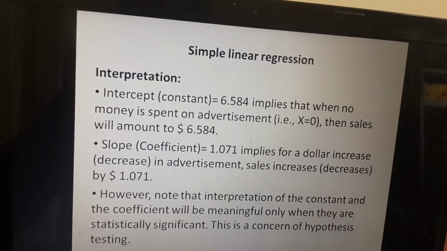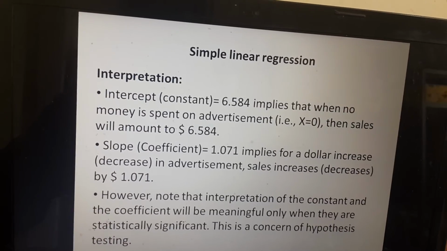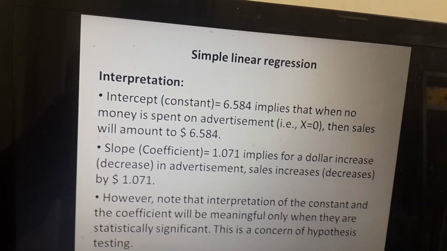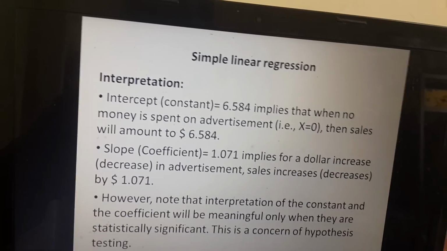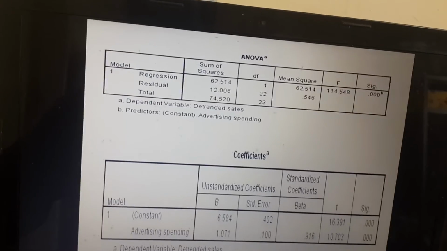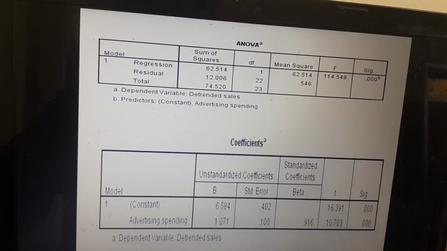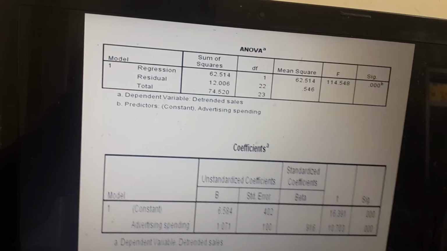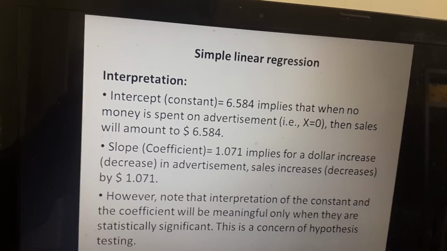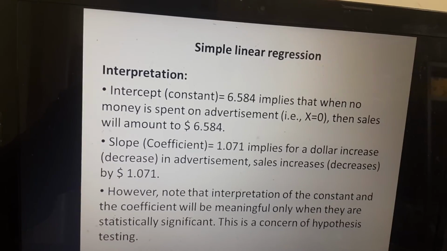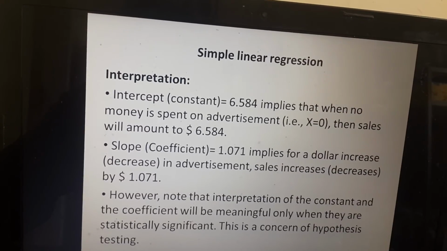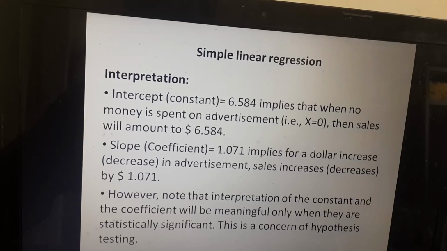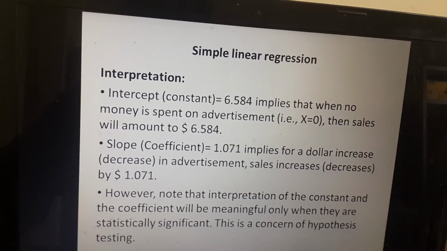So the intercept, 6.05, is a constant. That means no sale is done because it is at the initial point. But when we come back to the advertisement spending, this implies that a one dollar increase of 1.075 in advertisement increases sales by that amount.